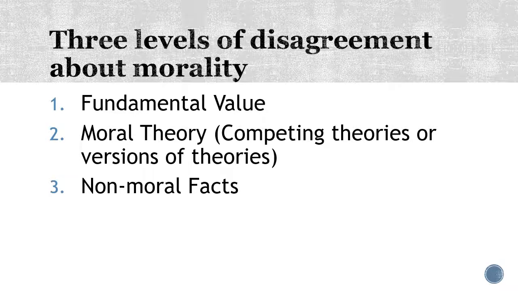And the last kind of disagreement about morality that someone could have, they could agree that morality is what's most important. They could also agree on the moral theory. They might, for example, both be utilitarians, and they might disagree about some other non-moral facts. And again, we'll talk about some examples of that here in a minute. Let's talk about number two here before we go on further.